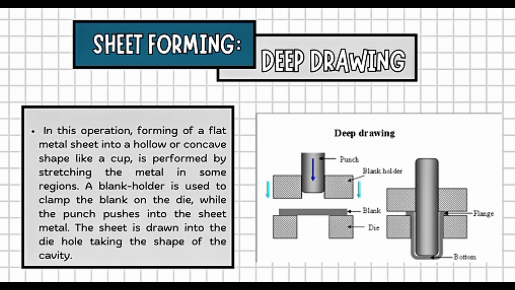Then, the blank must usually be held down flat against the die by a blank holder. So, the common parts made by deep drawing include beverage cans, sinks, cooking pots, and automobile body panels.